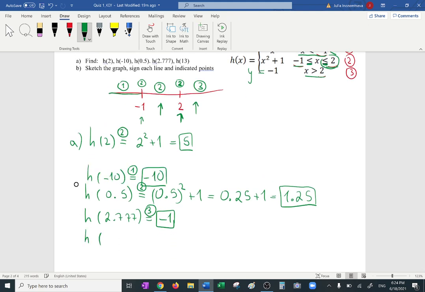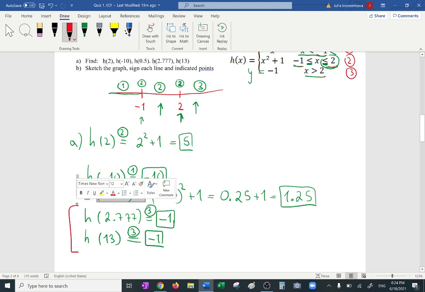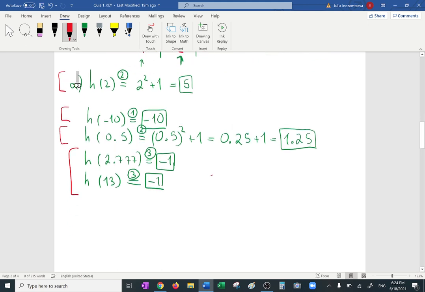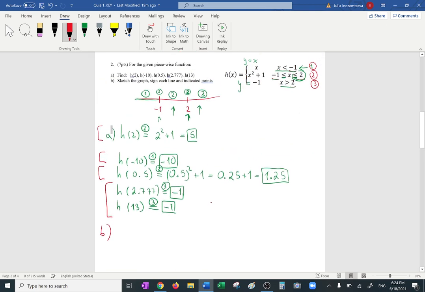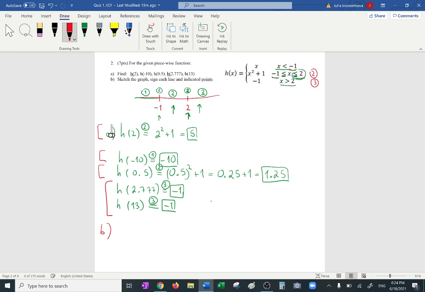Same for h of 13. When I plug it into equation number 3, which is just y equals -1, the answer is still -1. So that is pretty interesting. Number 3, number 2, number 2, number 2, number 1. We're done with A. B asks us to sketch carefully the graph of this piecewise function. Well, let's look at it carefully.